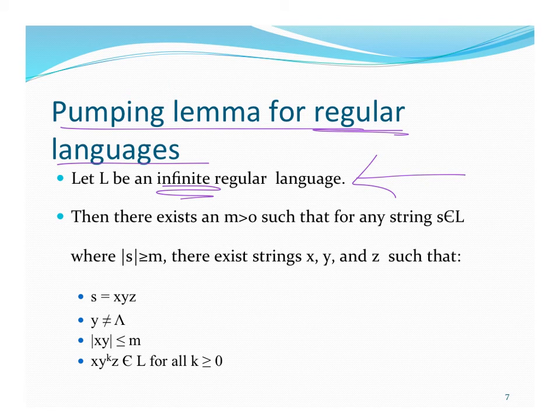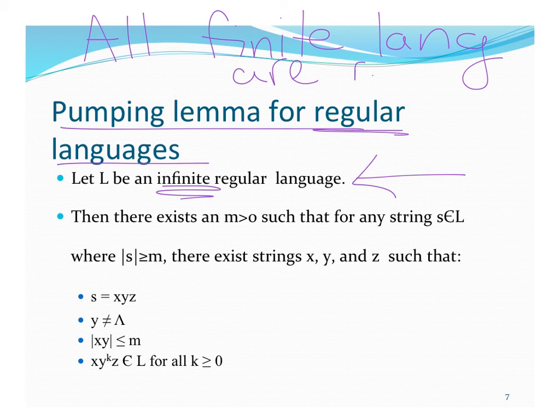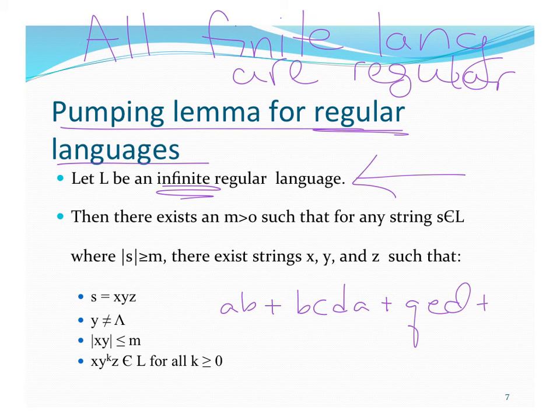Of course it has to be infinite, right? If you have a finite language, remember, this is really important: all finite languages are regular. Because if it's finite, then it just has a finite set of strings. Let's suppose there's 10,000 strings, and the first string is AB, and the second string is BCDA, and the third string is QED, and whatever. You can represent that using a regular expression that just has 10,000 different things in there. So all finite languages are regular, okay?